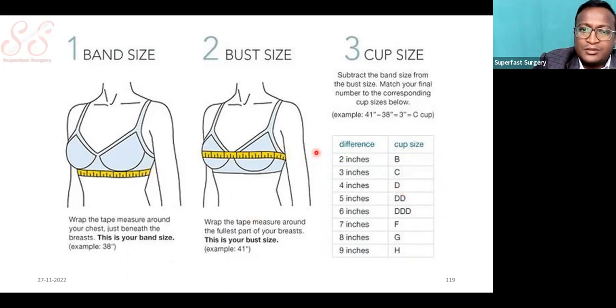This is the reason why I have highlighted this, because it keeps coming up and is asked in exams. What is the grading system used for ptosis? How do we calculate cup size?